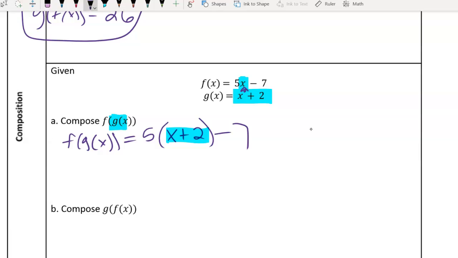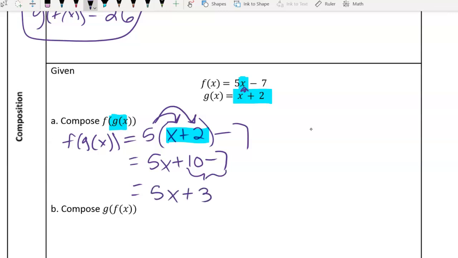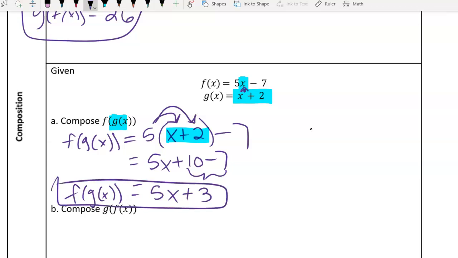Okay, so now we need to simplify this expression, so we're going to distribute that 5. We have 5x plus 10 minus 7. And now we can simplify those constants right there. And so we're left with f of g of x equals 5x plus 3.